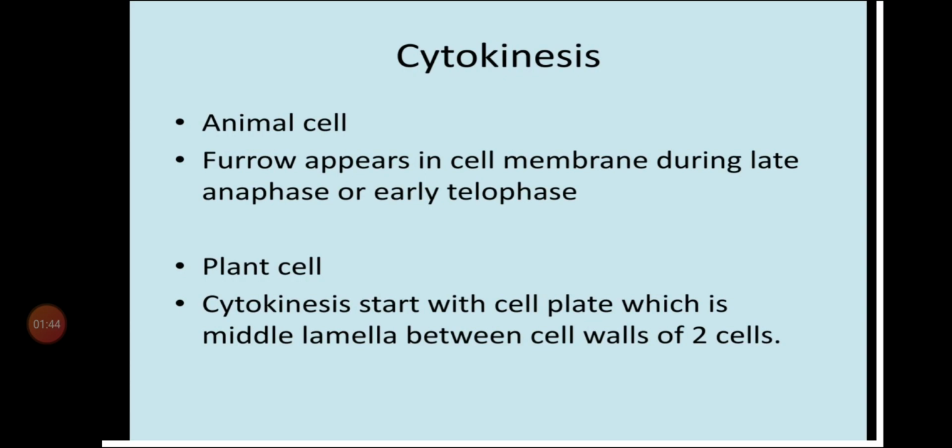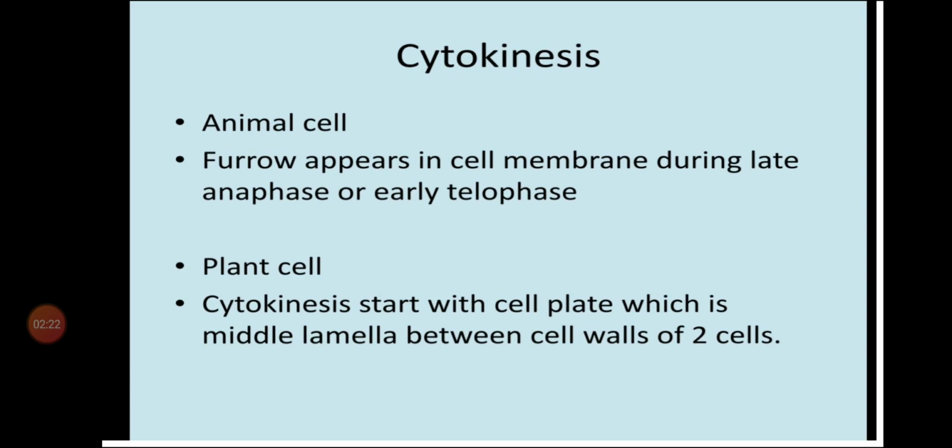And in plant cells, what happens? Plant cells are covered by a relatively non-flexible cell wall. Due to this, a furrow cannot be formed. Instead, a cell wall partition starts to appear at the center of the cell and grows outward to meet the existing lateral walls. The formation of the new cell wall begins with a simple precursor called the cell plate that represents the middle lamella between the walls of two adjacent cells.